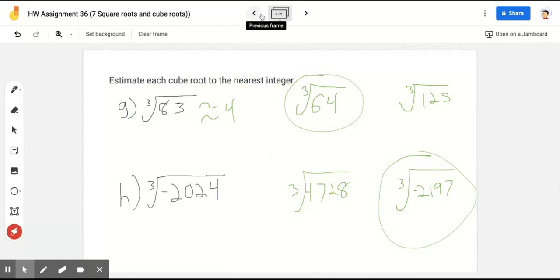Oh, went too far. And there we go, cubes and squares.